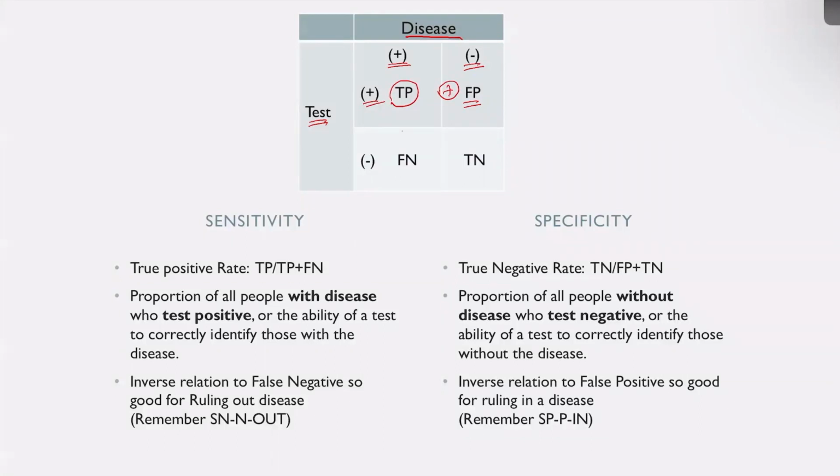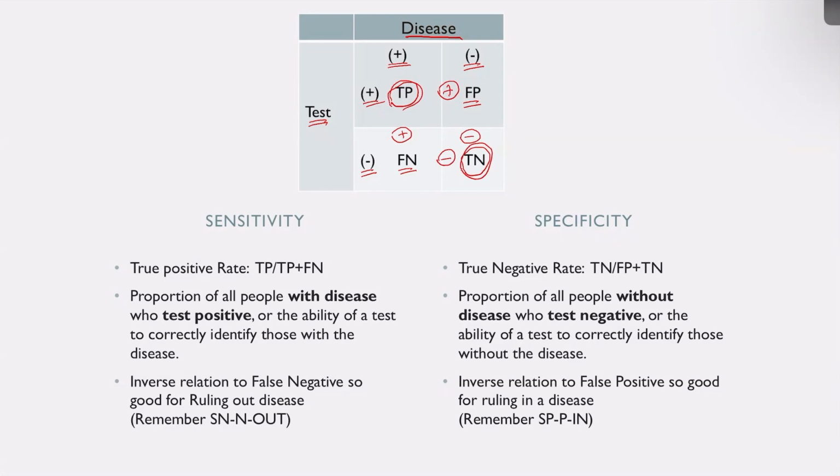Similarly, you have this positive disease, but the test is showing negative. So this is a false negative, because the person actually has the disease. Here the disease is negative and the test is also negative. So this is a true negative. So true positive and true negative is ideal, but we live in a real world where false positives and false negatives also happen. Okay.